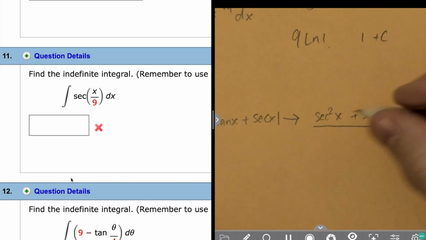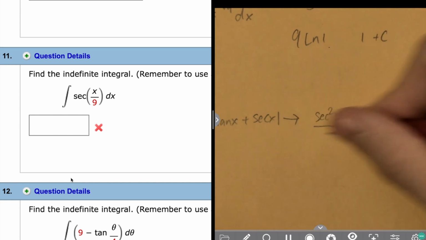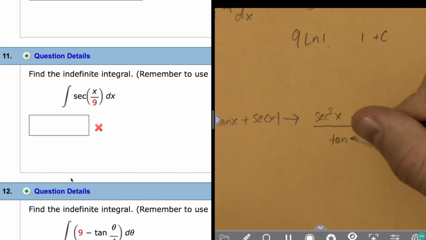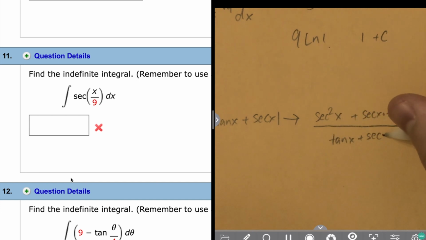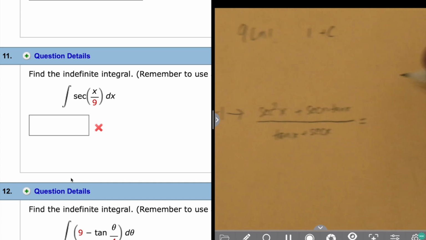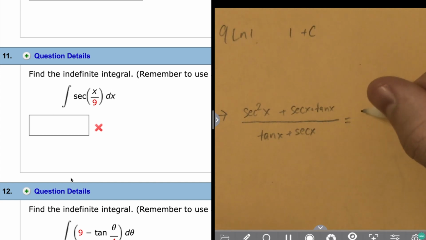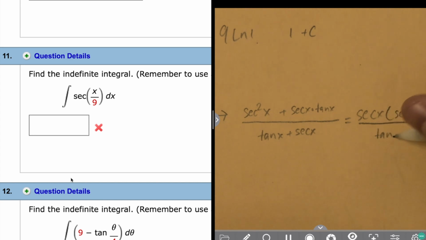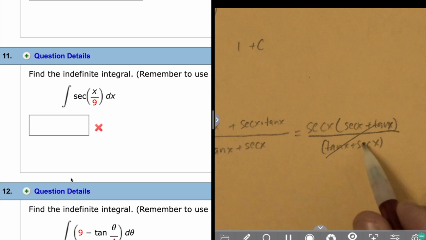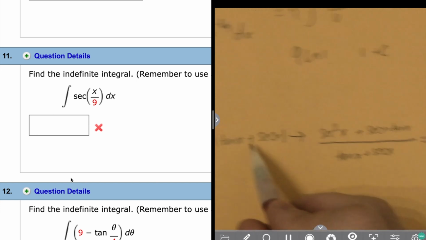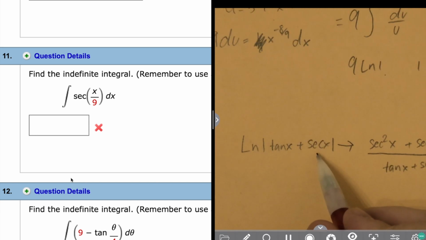And well, we're deriving ln, so we just derive the inside, and it's time to put it over the original inside. All right. There's one very clever trick that happens here. Notice your numerator has a common secant, which we could factor out. So now we have secant times secant plus tangent in the numerator, and my denominator is, well, tangent plus secant. And because addition can be done in any order, these two cancel out. So it turns out that secant integrates to ln of tangent plus secant.